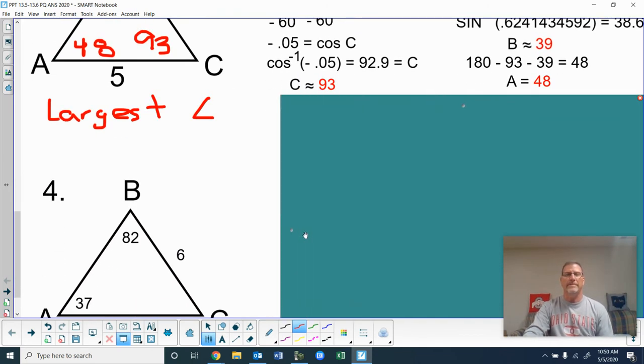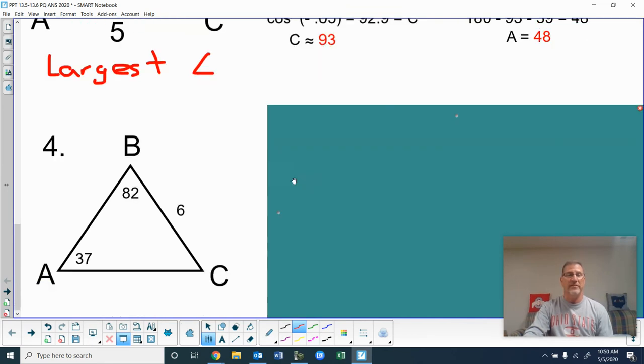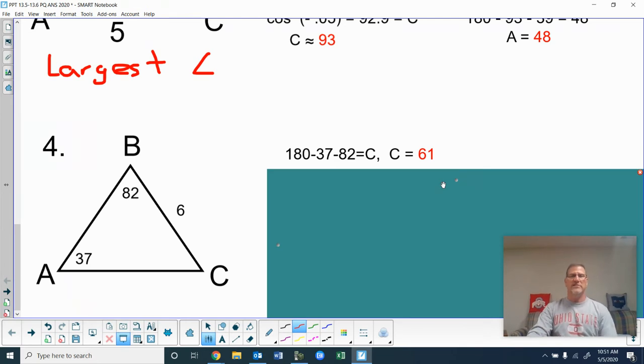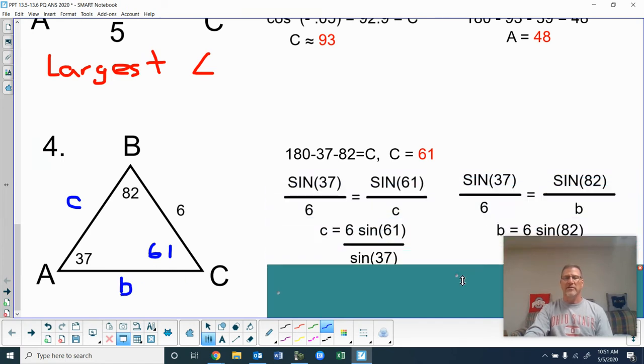All right, number 4, we have 2 angles again. So whenever we have 2 angles, we know we're going to use the law of sines, because we can find that third angle real easy. That's what we'll do first. Whenever we know 2 angles of a triangle, we'll find that third one first. So 180 minus 37 minus 82 gives me angle C, which is 61. So there's one of my answers. Now I can find side C, side B using my law of sines. So that's what I did here.